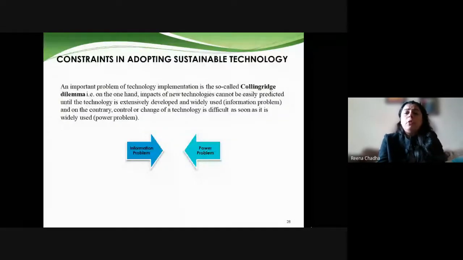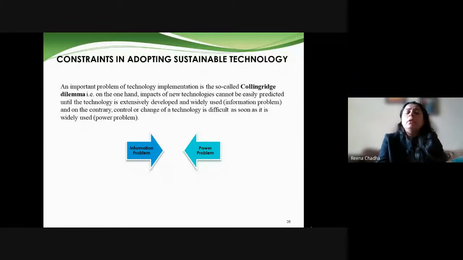So the two problems are there as per the Collingridge dilemma. The Collingridge dilemma is that on one hand we have an information problem, on the other hand we have a power problem. So the information problem is that impacts of new technologies cannot be easily predicted.